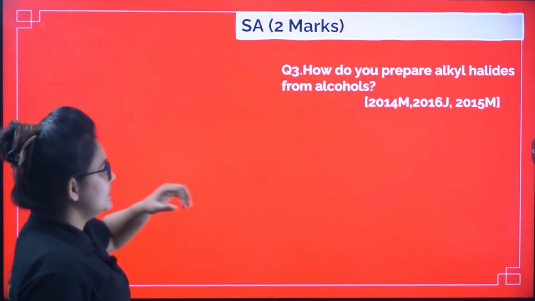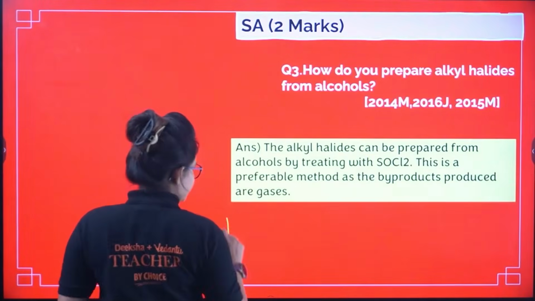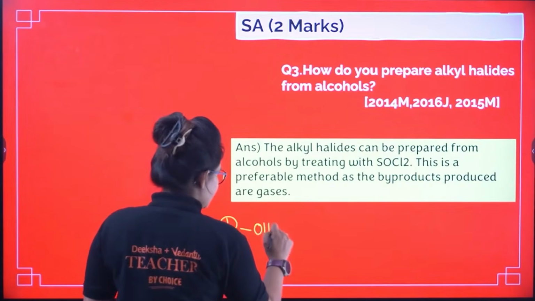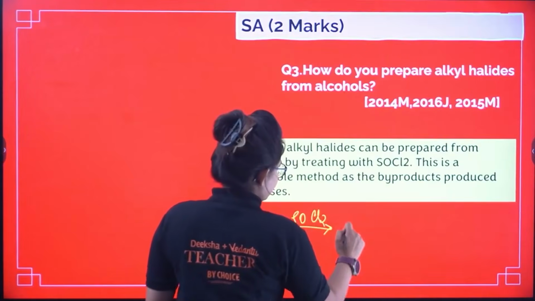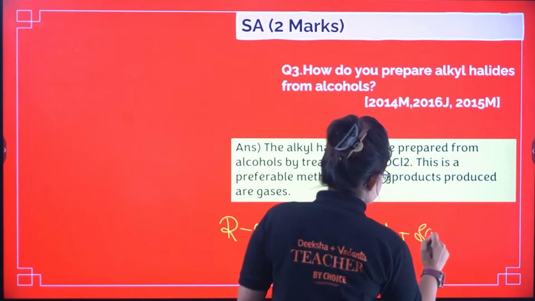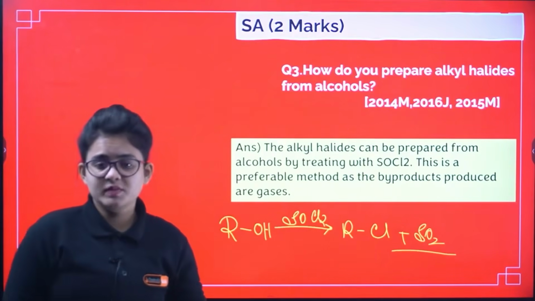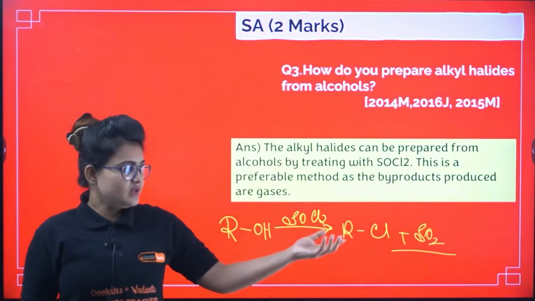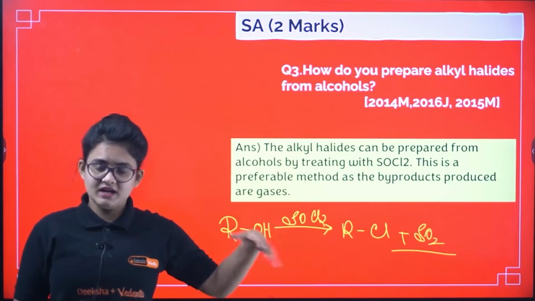How do you prepare alkyl halide from alcohols? If you start with ROH and treat it with SOCl2, you will end up with RCl, and along with that SO2 gas is produced. As the byproducts are gases, you don't have to worry about contamination with other products, so you will get the alkyl halide in larger yield.